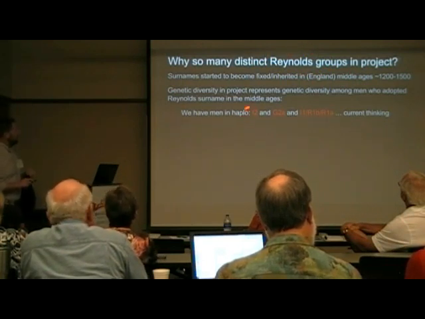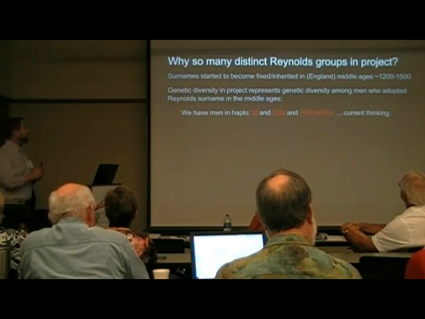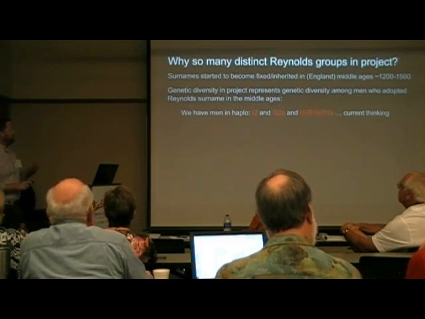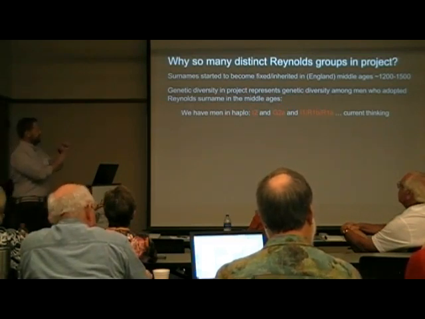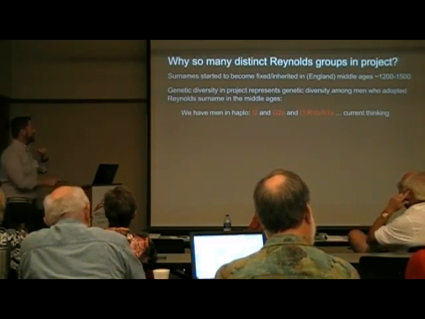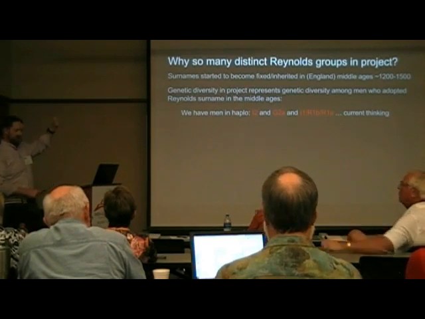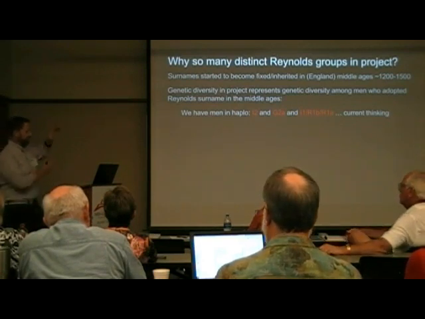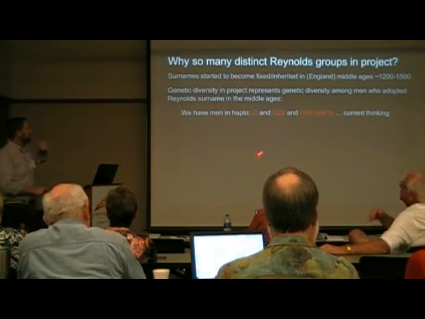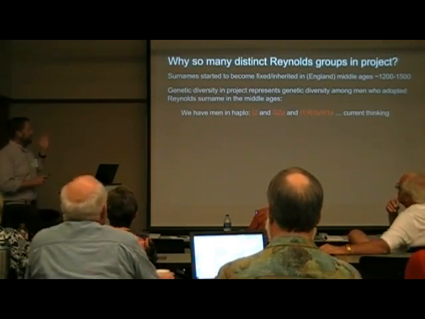So, what we have within the project are some basic groups. These are called haplogroups, and they guide how the men are clustered in the project. For example, the folks in the top cluster that you saw on the previous screen, that batch of 12 or so Reynoldses, they belong to haplogroup I2.